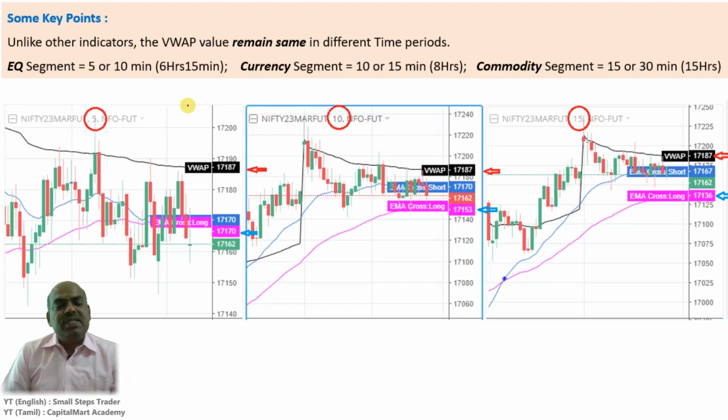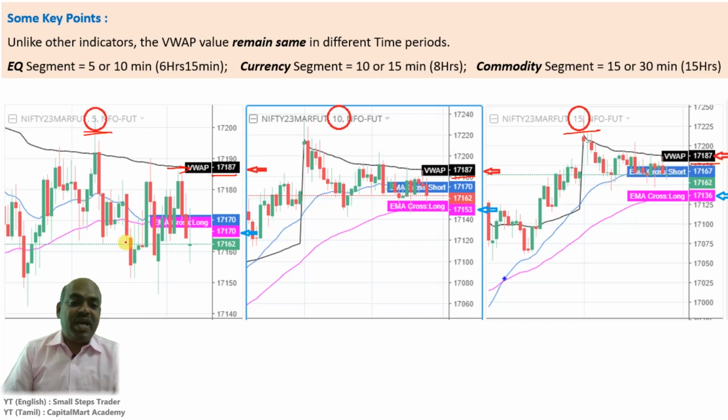And another beauty of this VWAP is that you can use any time frame in the intraday, and the VWAP value remains the same in all the time frames. See the left side, it is a 5 minutes chart. See the VWAP, it's a Nifty chart. See the VWAP value, 17,187. And the next chart, it is 10 minutes. The VWAP is the same, 17,187. The next chart is 15 minutes, same value 17,187.